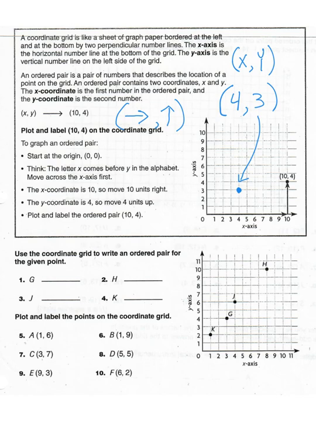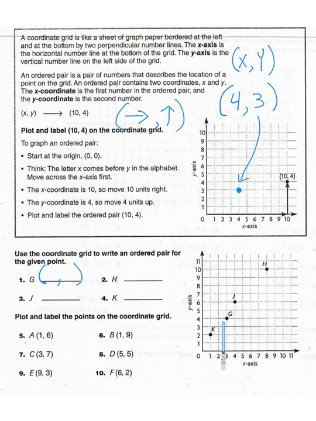If we look farther down the page here, the directions for the first 4 problems tell us to write an ordered pair for the given point. So the first one is G, right here. So anytime we need to write an ordered pair, we're going to have 2 parentheses, a number, a comma, and then your other parenthesis. And we need to look at G.